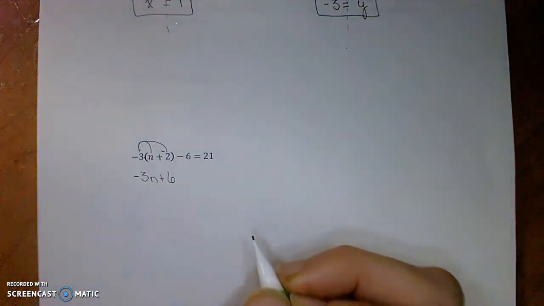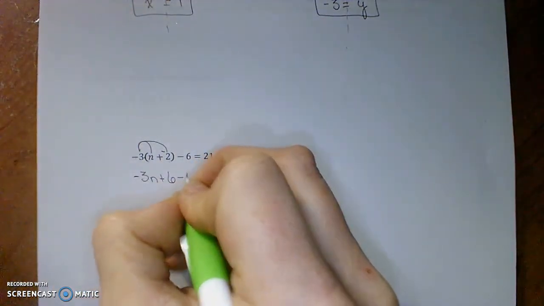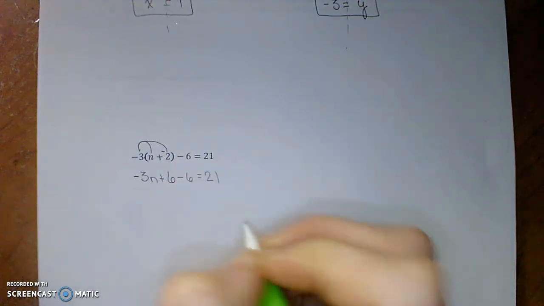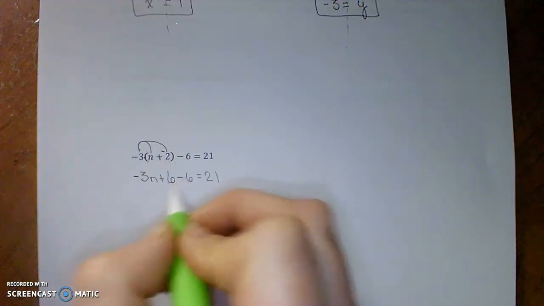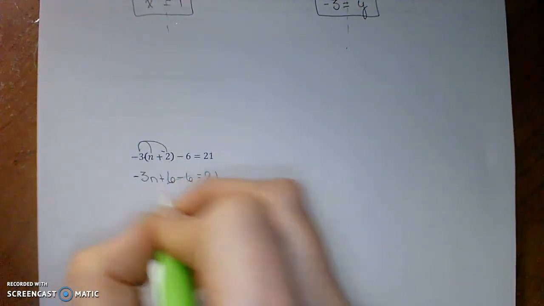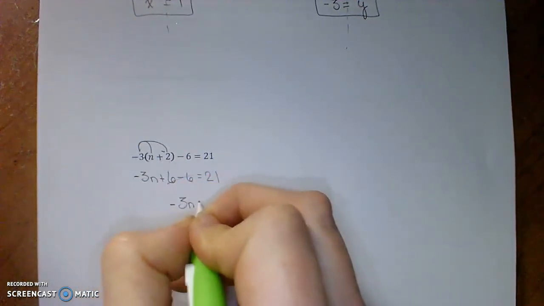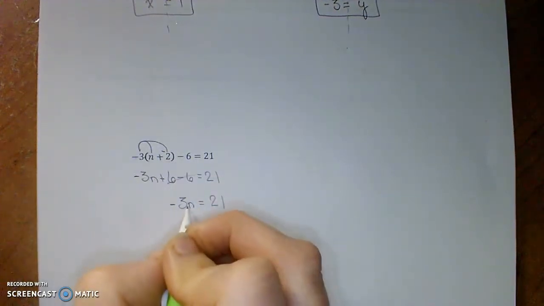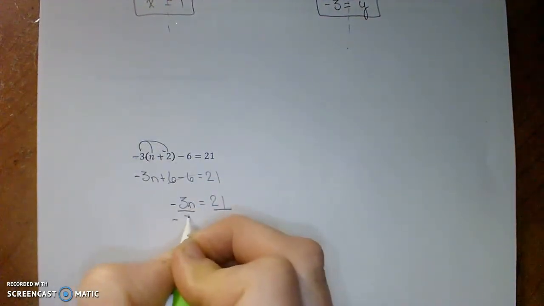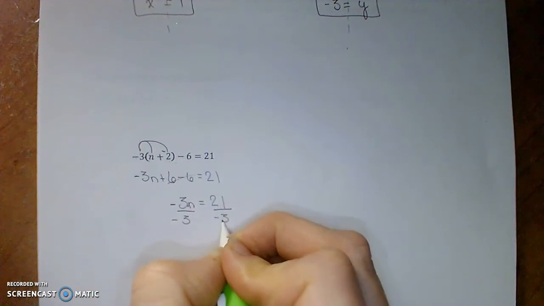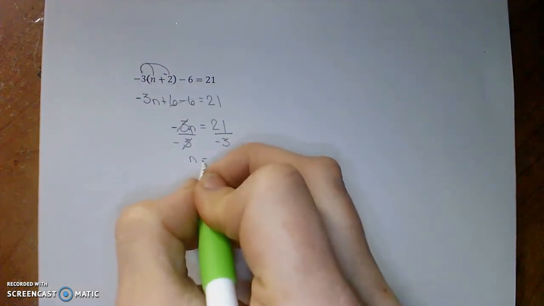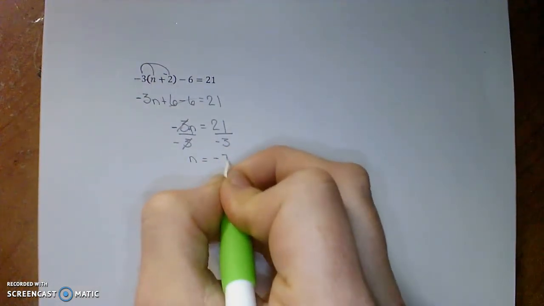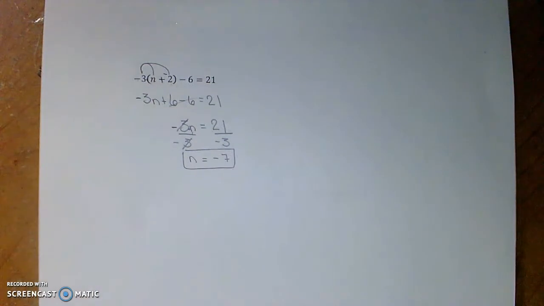So negative 3n plus 6 minus 6 equals 21. Let's go ahead and simplify further. I've got plus 6 minus 6, which evaluates to 0. So negative 3n equals 21. I'll undo this multiplication by dividing both sides by a negative 3, which leaves the n here on the left-hand side all by itself. n equals 21 divided by negative 3, which is negative 7.